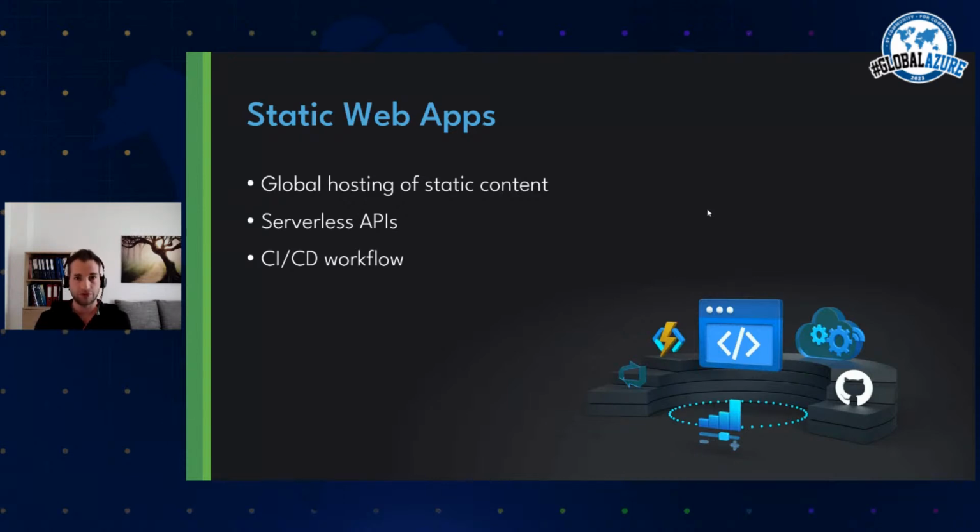You just push your code to the repository, and there are already workflows available that automatically figure out what kind of web app you're using. So is it Blazor, like in our case? Is it Angular? Is it React? Or whatever framework you're using. It builds your app and it deploys it to Azure. And so it's very, very easy to get started with these static web apps.